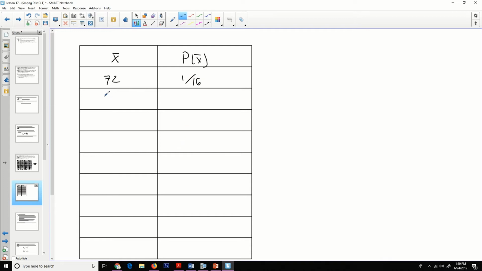The next sample mean is 72 and a half. And that occurred twice, so 2 out of 16. And again, you wouldn't leave 2 out of 16 in your final answer, but just for the sake of argument. 73, there was 1, so 1 out of 16. And then there are 73 and a half. And there were 2 73 and a halves.